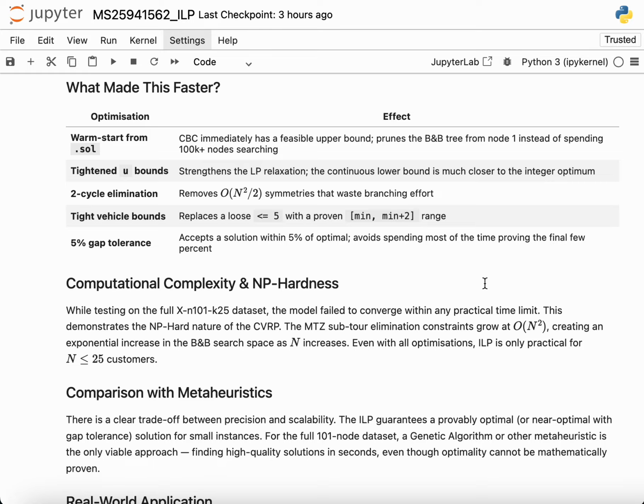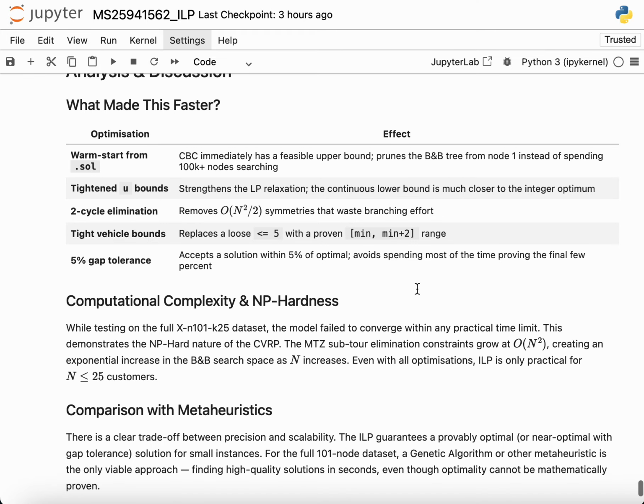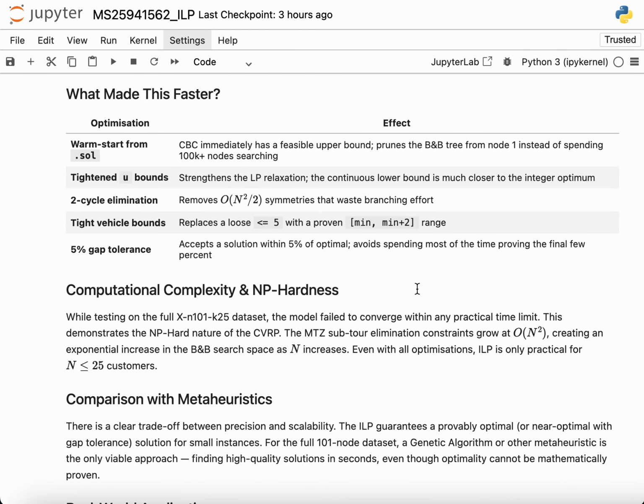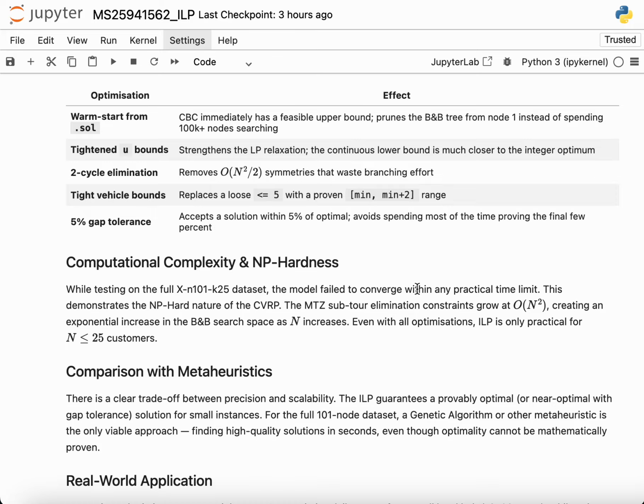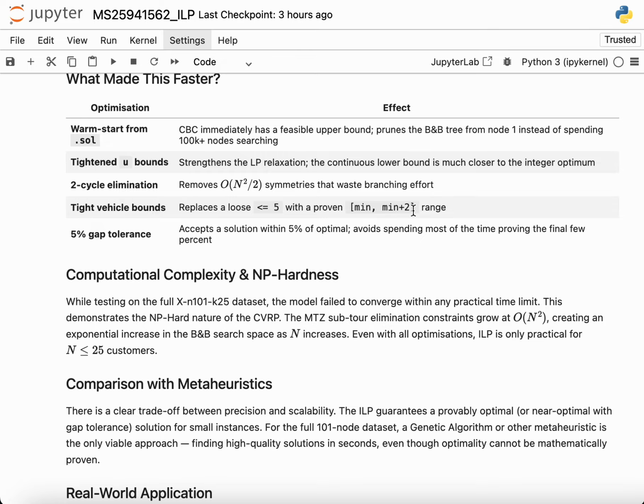So the major takeaway is the precision-scalability trade-off. We use ILP when we need the absolute best answer and have limited nodes. We use heuristics when we have hundreds of nodes and need an answer quickly. Understanding when to use each is the hallmark of a professional optimization engineer. So that is about the ILP method optimization.